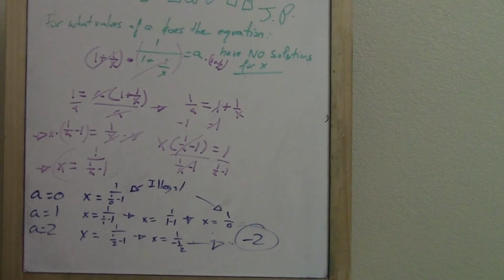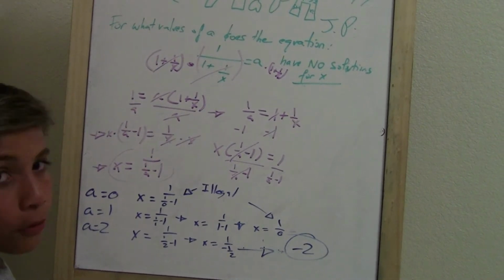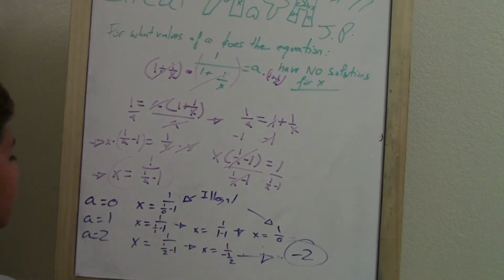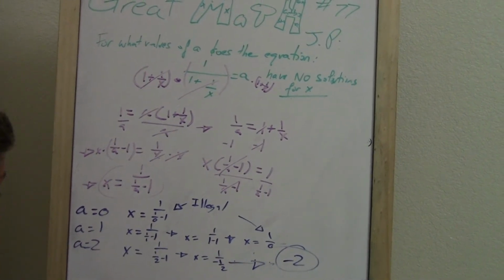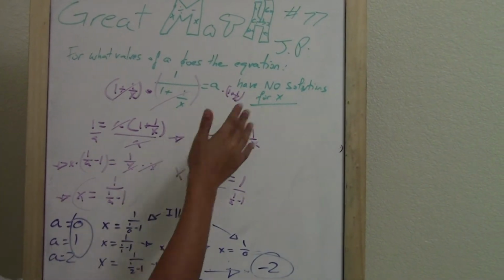And if I keep going, all the rest of the possibilities for A would be legal. So the answer here is 1 and 0, because those two are the ones that are not possible, or illegal.